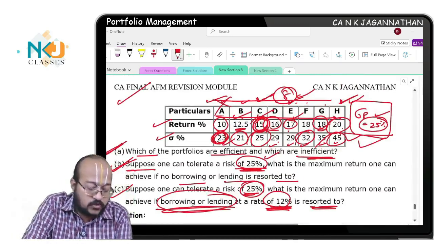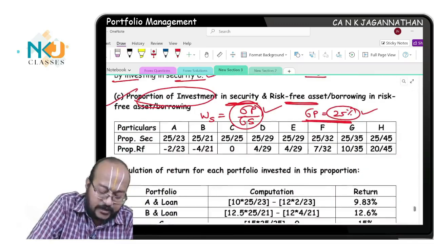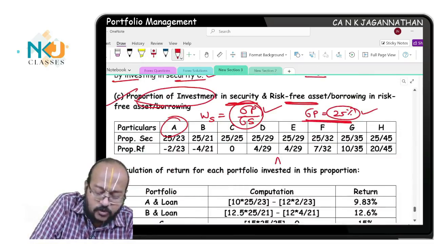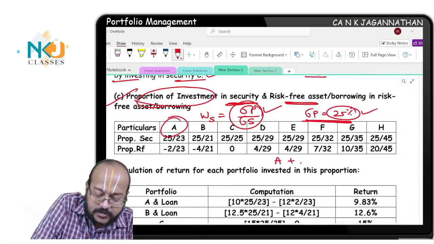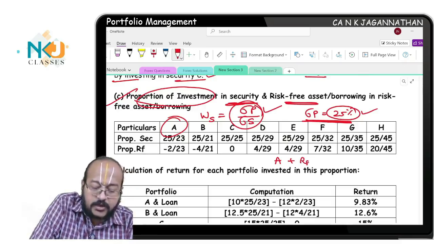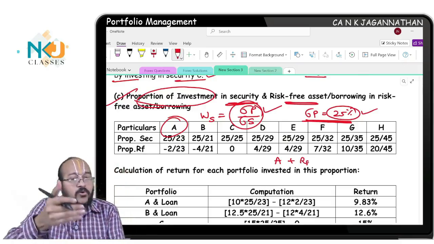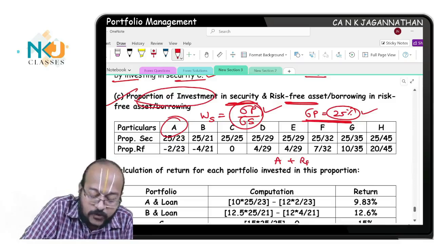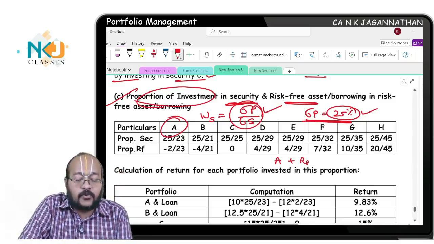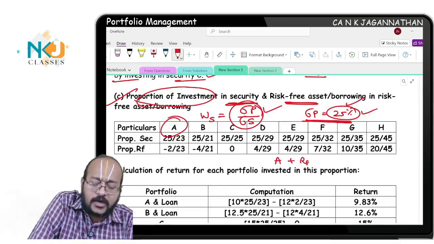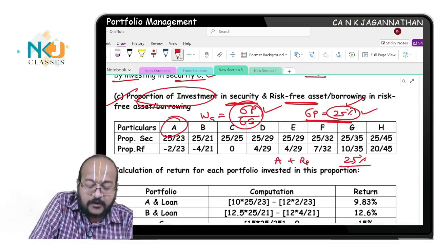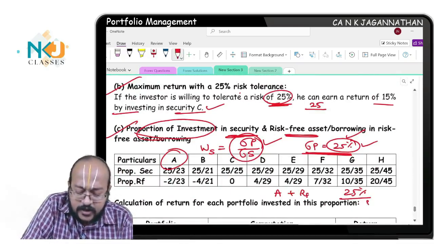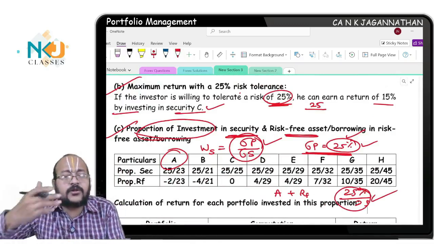So portfolio: assume first category, A plus risk-free asset. Now we need to find out what will be the proportion of security A when you are constructing security A plus RF. Here you need to find out whether you are borrowing or investing. That you can find out later. First you will include A in the portfolio. What is the proportion of A you need to find out. Portfolio risk is 25%. What is the proportion of A? 25% risk of the portfolio divided by risk of A. Risk of A is how much? 23. 25 by 23 is the proportion of security A to be included in the portfolio.